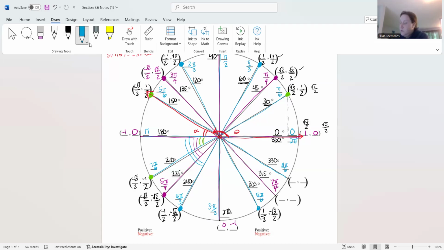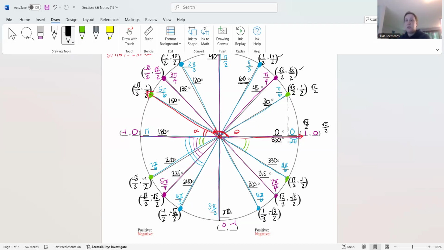We then have 315 degrees, which lines up with 225, 135, and 45. So we're going to get positive root 2 over 2 and negative root 2 over 2. And then finally, we have our green dot here. Green lines up with 30 degrees because the reference angle here is 30 degrees. So we're going to get the same ratios as 30 degrees, just different signs. So we get positive root 3 over 2, negative 1/2. Again, in quadrant 4, cosine is positive and sine is negative.